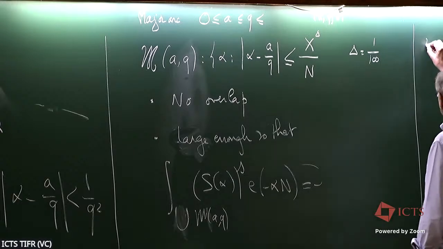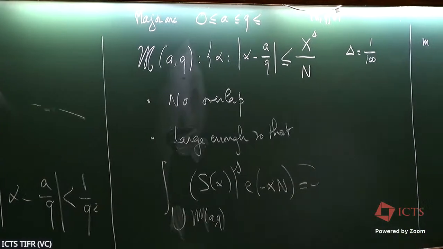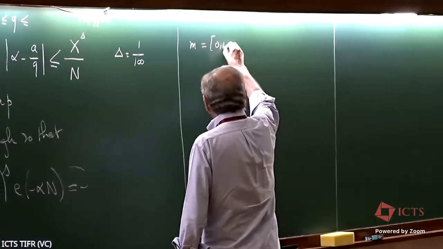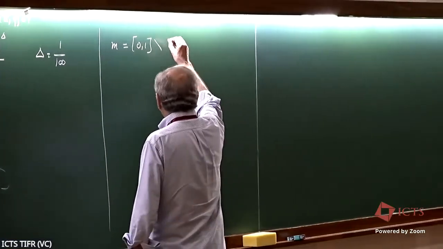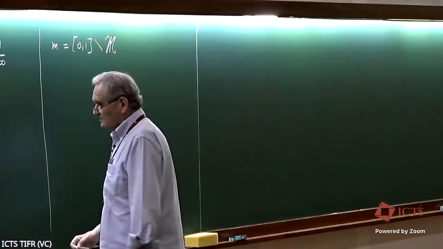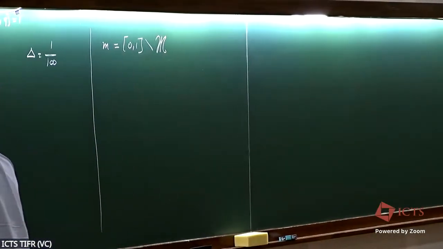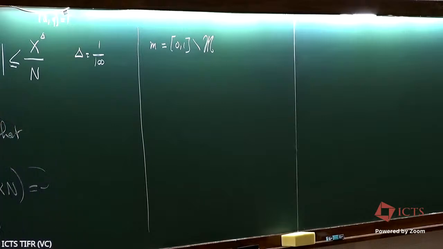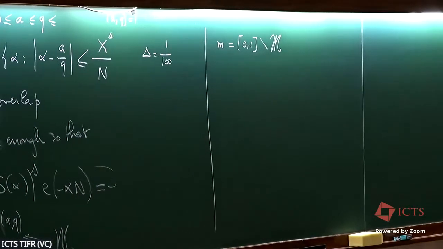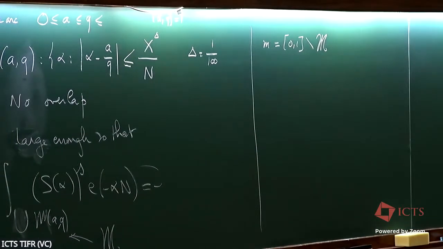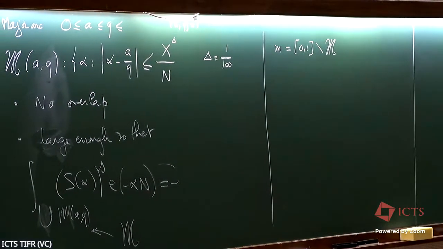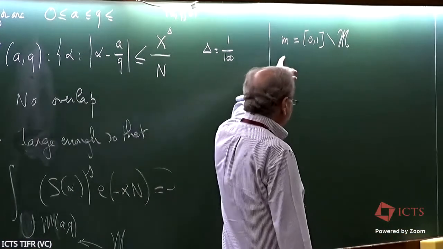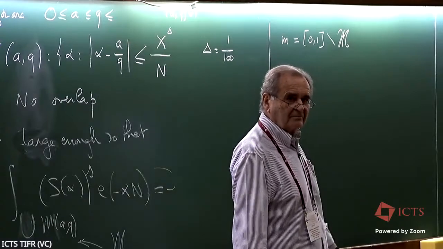So what we call minor arcs, I hope you see it is m. This is 0, 1 minus what is capital M, which is the union of the major arcs. So which are called either major arcs or major arc. It depends if for you an arc has to be something connected, then the minor arc is not connected. So people say minor arcs.